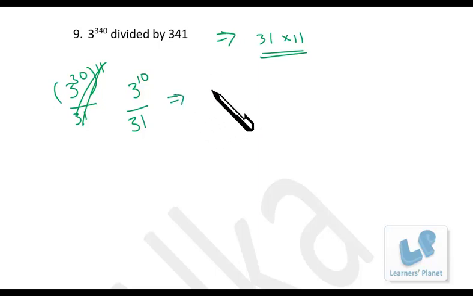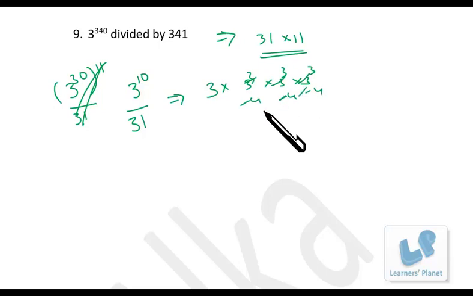So 3 raised to 340 reduces to 3 raised to 10 for divisor 31. Now I take 3 separately: 3 cube, 3 cube and 3 cube, that is 27, 27, 27, so minus 4, minus 4, minus 4 from 31. So 3 times minus 4 I can take over here: 4 4s are 16, 4 16s are 64. 31 2s are 62, so 2 into 3, 6, precisely minus 6. So 31 minus 6, that means 25 is the remainder. So 3 raised to 340 divided by 31, 25 is the remainder.